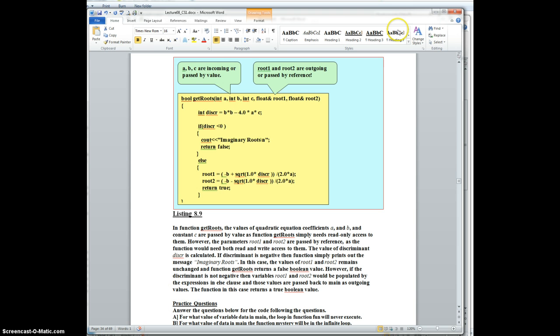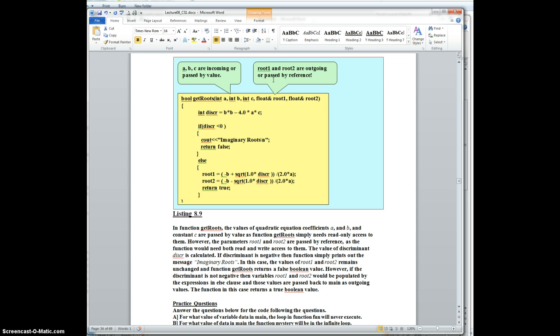Okay, one more thing I want to point out to you, that a, b, and c are passed by value, so they only have an incoming value. Root 1 and root 2 are passed by reference. They don't have an incoming value, but depending upon whether discriminant is greater than 0 or not, they may have an outgoing value. So when we pass by reference, we need to keep track of that. Is there an incoming value? Is there also an outgoing value? Or is there only one of them?